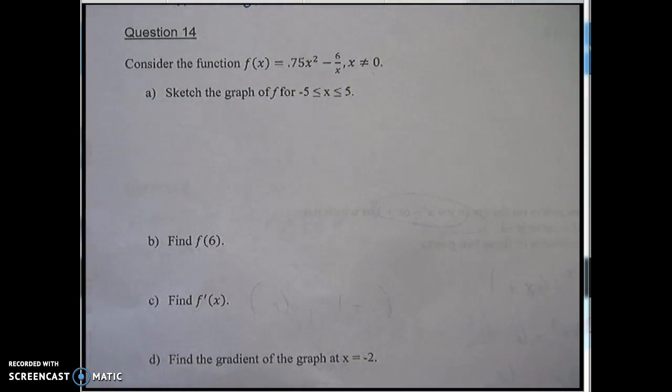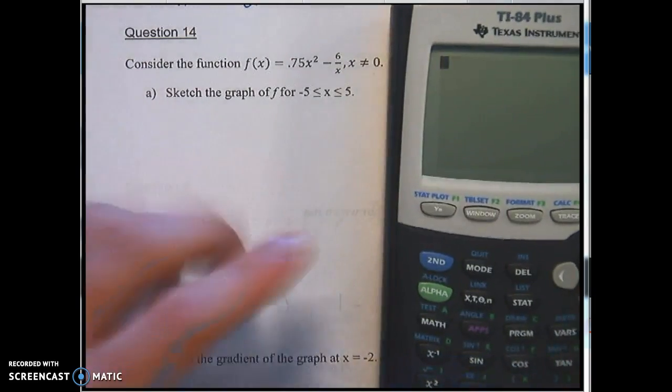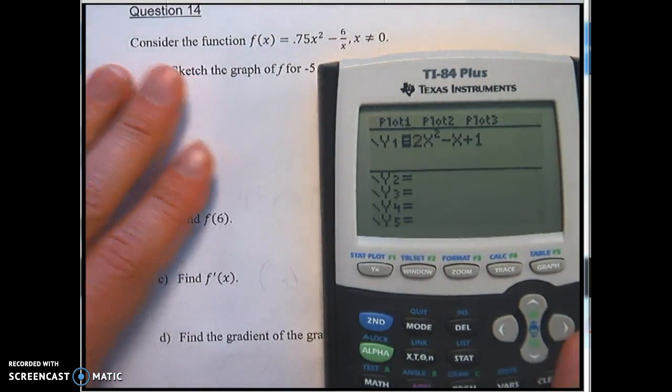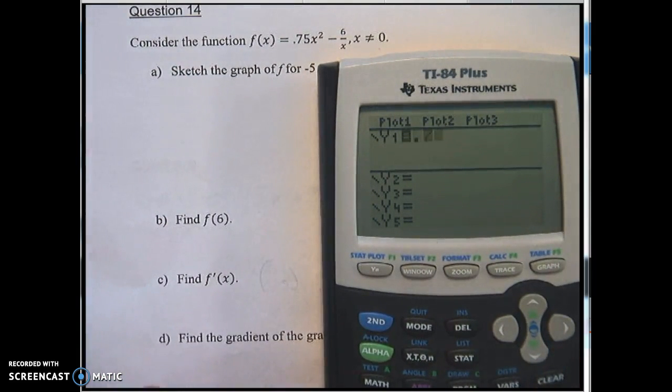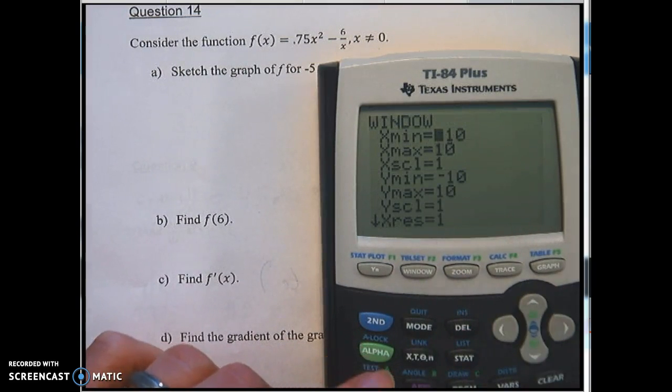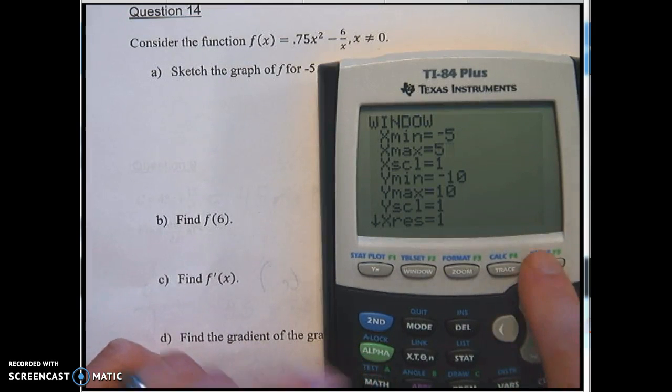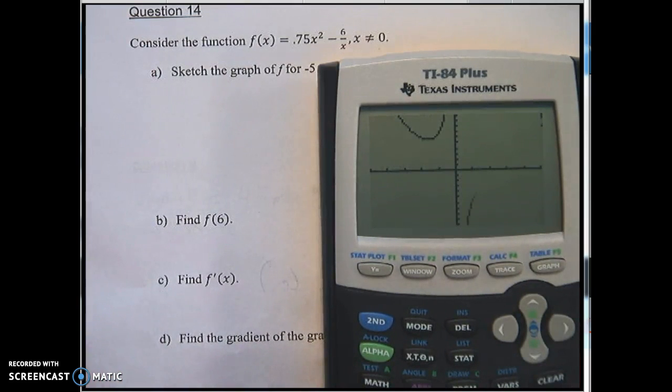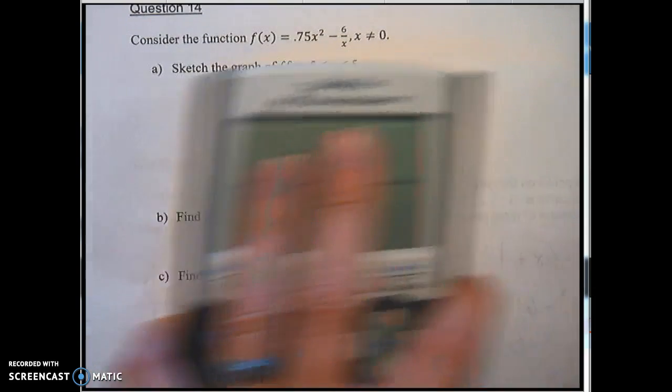Last one I want to talk about. Consider the function f of x equals 0.75 x squared minus 6 over x, where x does not equal 0. Sketch a graph for the function from -5 to 5. We can let the calculator handle most of this for us. So I'm going to type in 0.75 x squared minus, in parentheses, 6 over x. And I'm just going to hit the window button because they only want the x's from -5 to 5. When I hit the graph button, I just want to make a sketch that looks roughly like this. I want to transport this from my calculator to my paper.